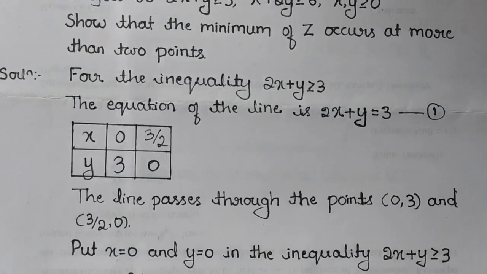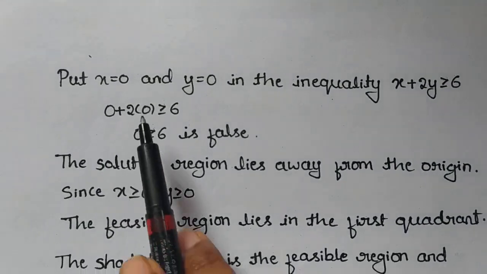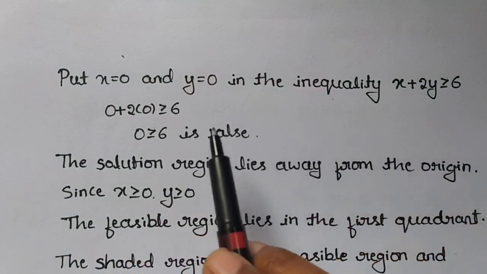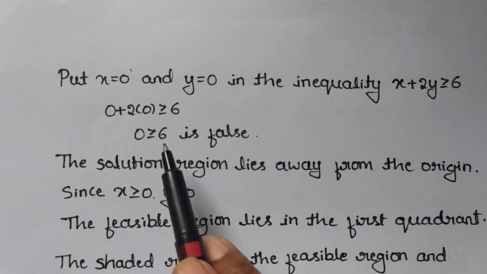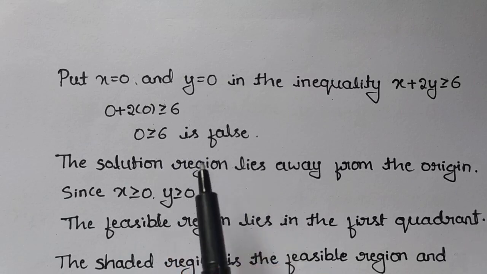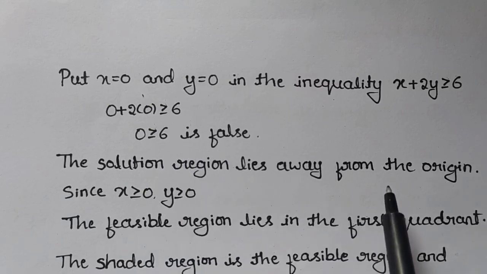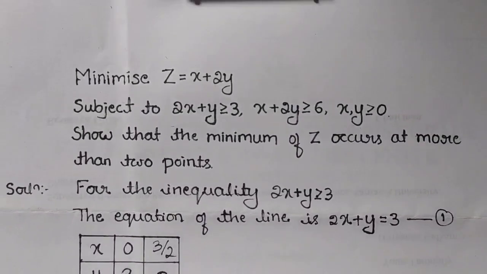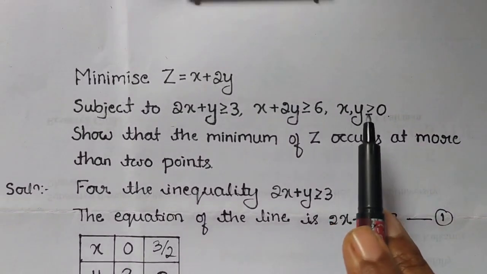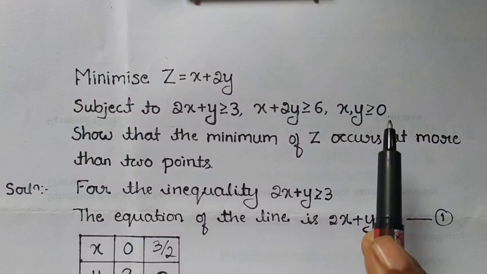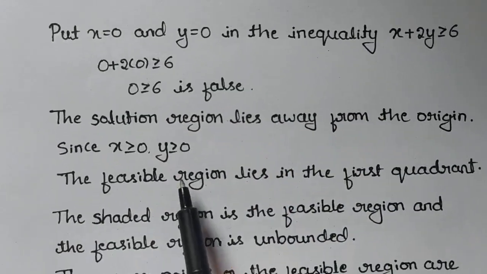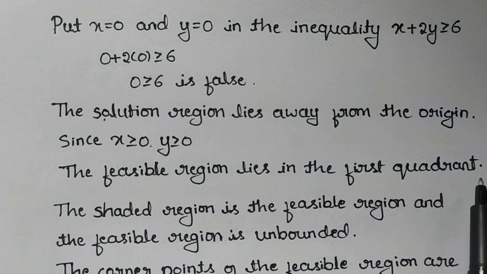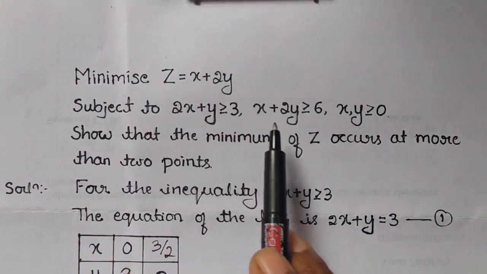Now the second step, substitute x equal to 0 and y equal to 0 in the inequality. We get 0 greater than or equal to 6, which is false. The solution region lies away from the origin. Now the next inequality is x, y greater than or equal to 0, the non-negative constraints. This says that the feasible region lies in the first quadrant. We have discussed all the inequalities.